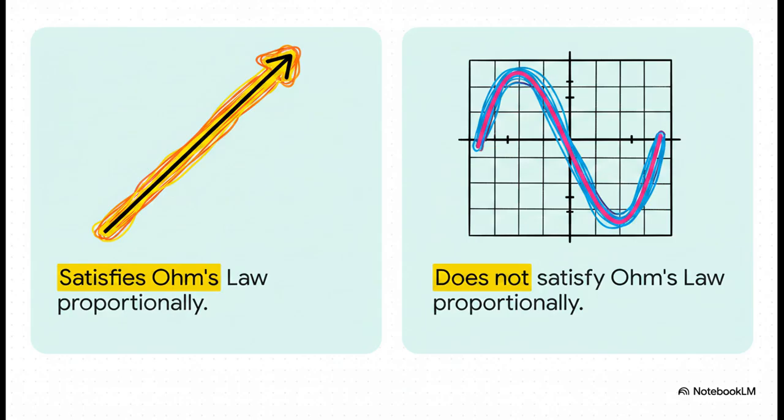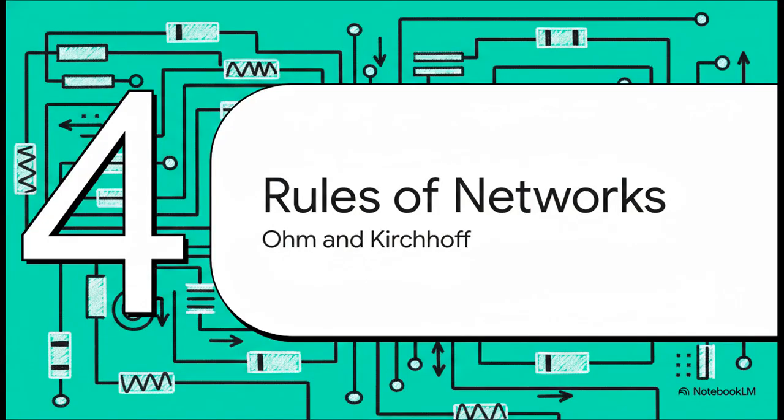Think of an old-school incandescent light bulb. As it gets hotter, its physical resistance actually changes, so the relationship between voltage and current curves and wiggles around instead of staying perfectly straight. All right, components defined and sorted. Let's get into the universal laws that strictly govern how they behave when we hook them all up.